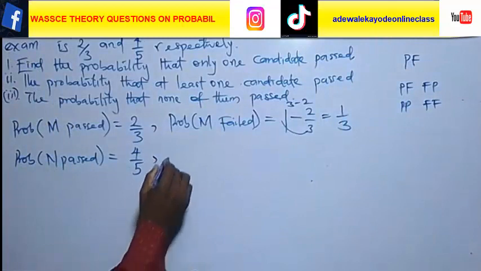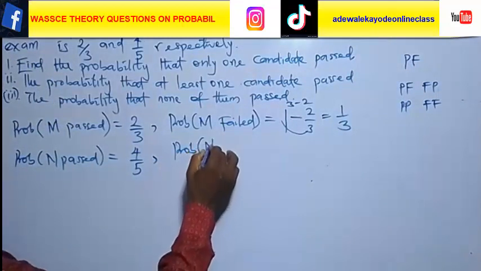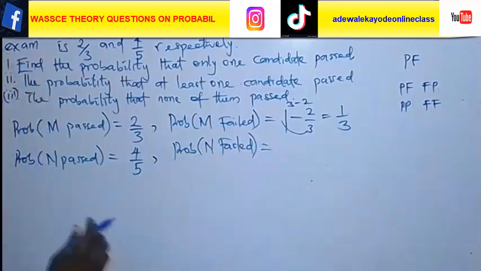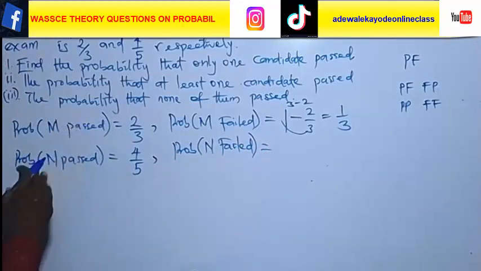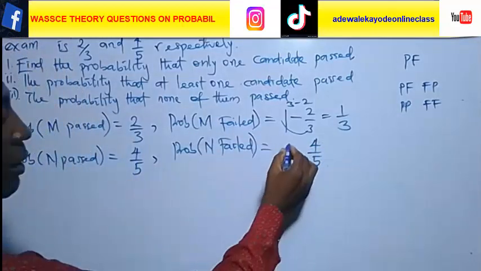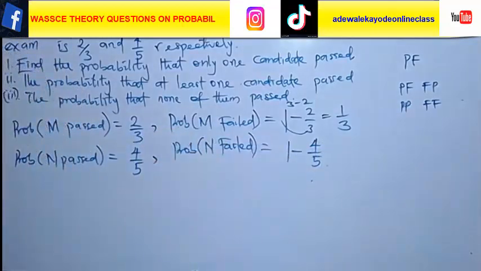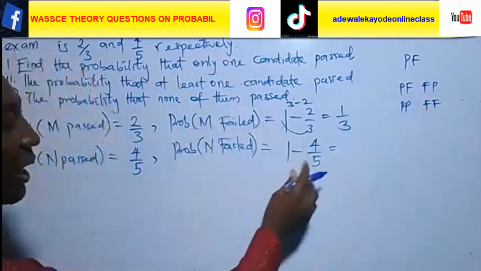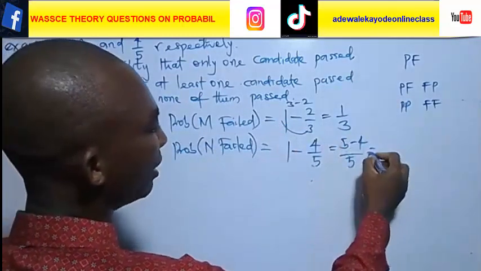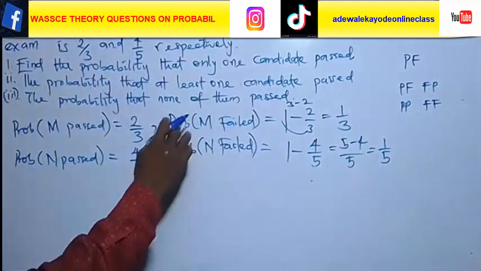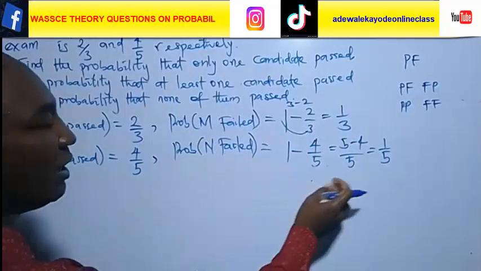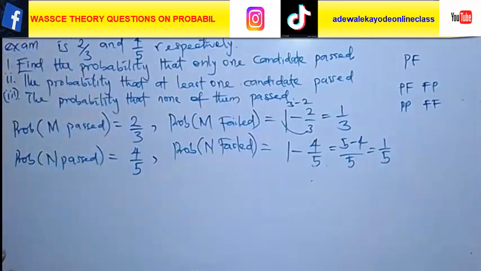Now let's see the probability of N failing. You know already the probability that candidate N passes is 4 out of 5. So for fail, you just take this away from 1. Use the trick again. 1 times 5 is 5, then take 4 away over 5. That's 1 over 5. So the probability that candidate M fails is 1 out of 3, and the probability that candidate N fails is 1 out of 5. Now let's go into the question properly.